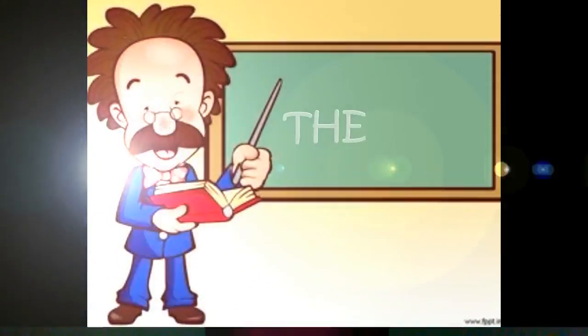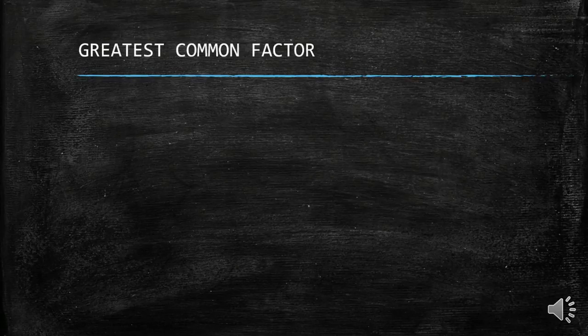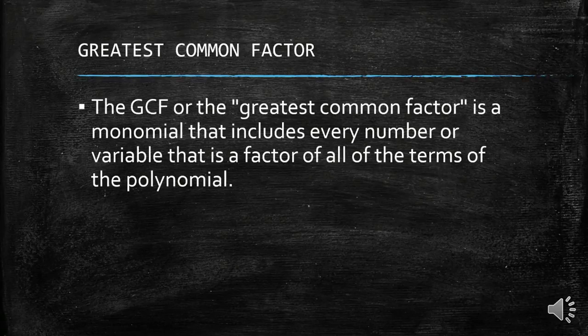So we already know what is factoring in a polynomial. So let's proceed to the GCF or the greatest common factor. The GCF, or the greatest common factor, is a monomial that includes every number or variable that is a factor of all of the terms of the polynomial.